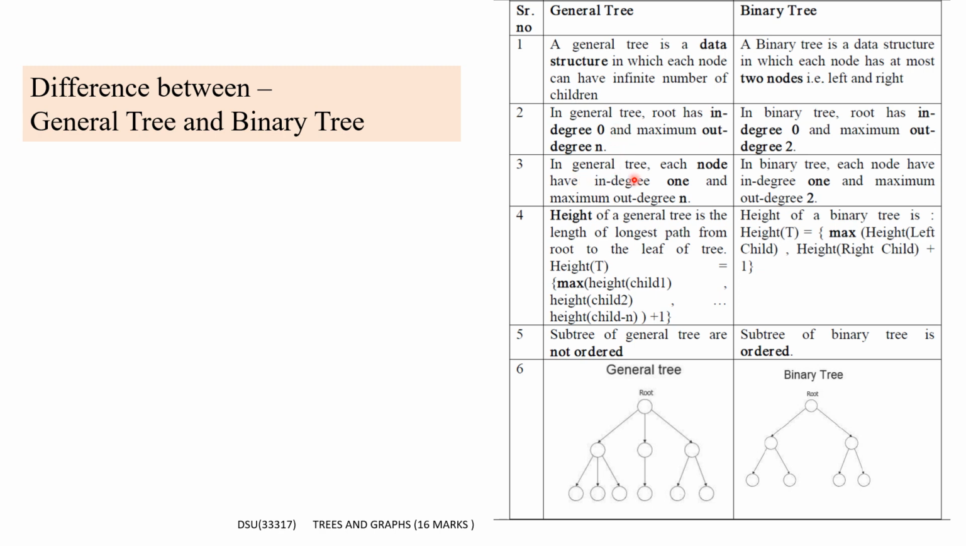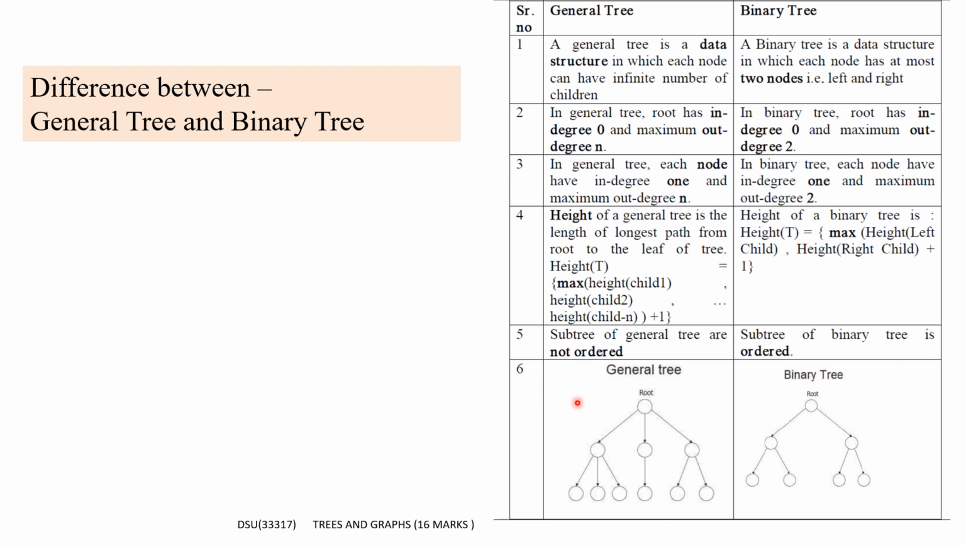In a general tree, each node has in-degree 1 and maximum out-degree n. In a binary tree, each node has in-degree 1 and maximum out-degree 2. The height of a general tree is the length of the longest path from the root to a leaf, that is, the maximum height of child 1, child 2, up to child n, plus 1. The height of a binary tree is the maximum of the left child height and right child height, plus 1. The subtrees of a general tree are not ordered, but the subtrees of a binary tree are ordered.